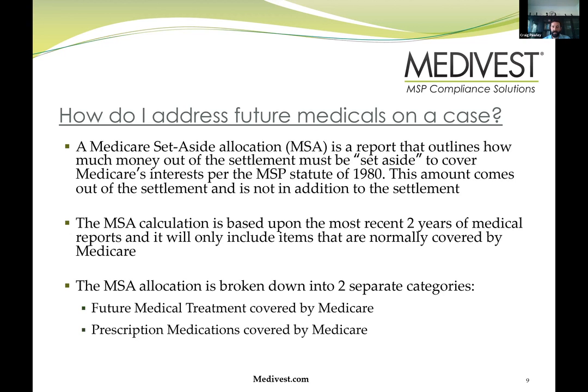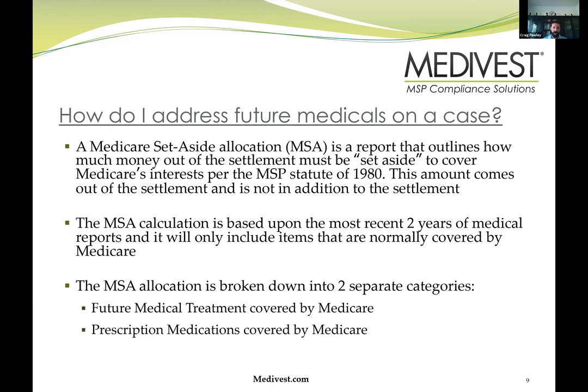The MSA calculation is based on the most recent 2 years of medical reports and will only include items that are normally Medicare covered. So if Medicare is not able to pay for an item because it's not part of the Medicare program, it's not a covered item, that's something you will never see inside of a Medicare set-aside report. So that report is only going to be the items that Medicare could potentially and accidentally pay for, basically under the MSP statute when it says they couldn't.